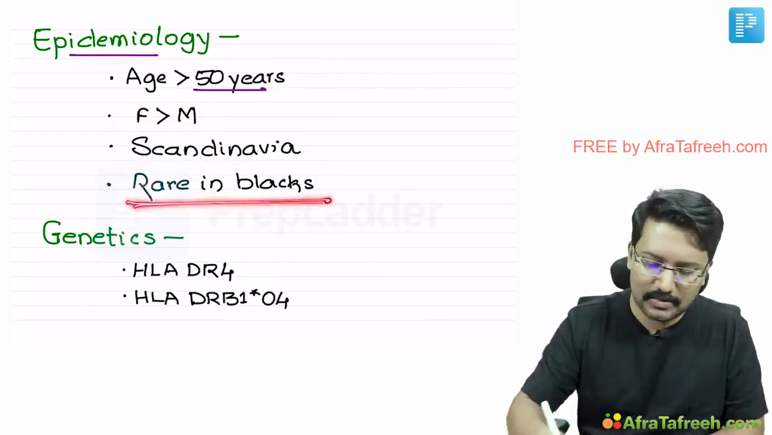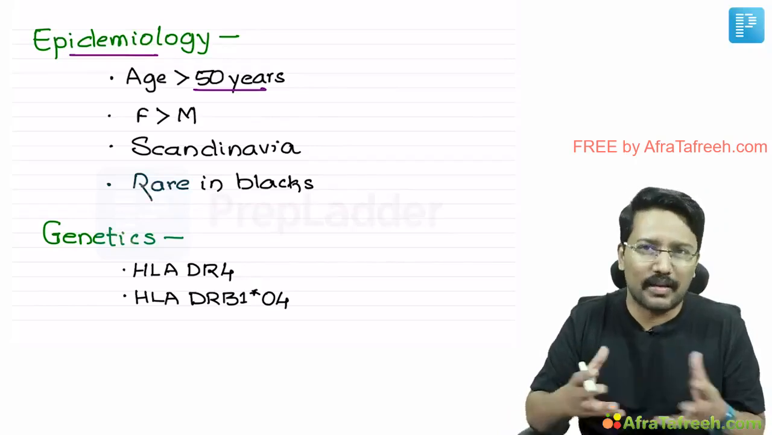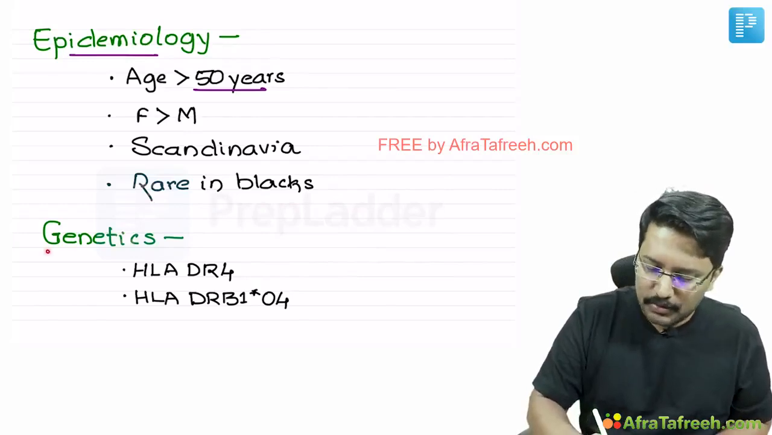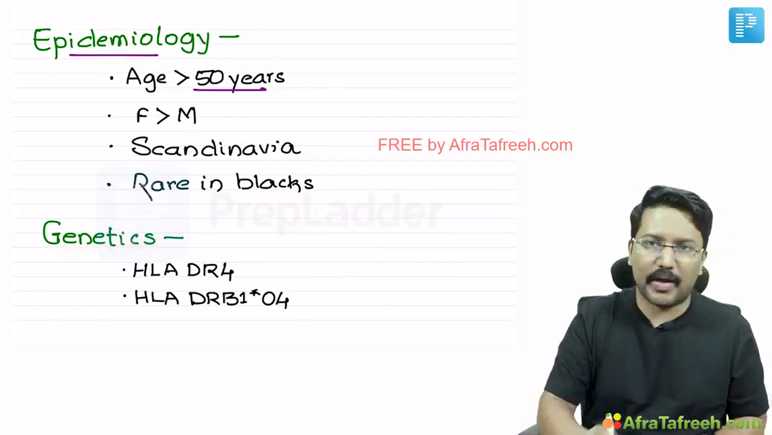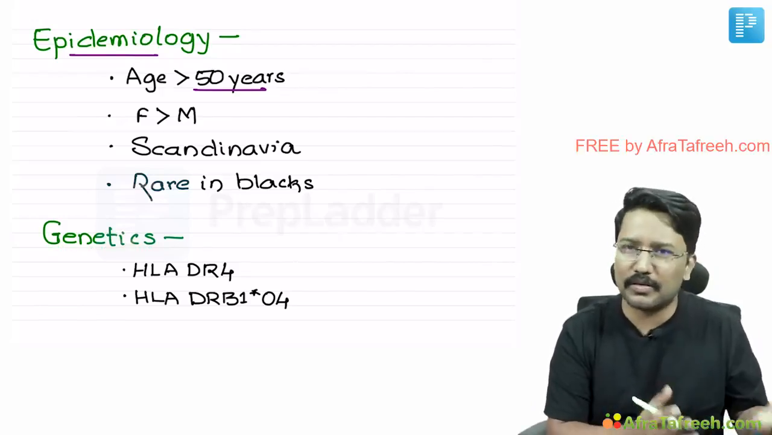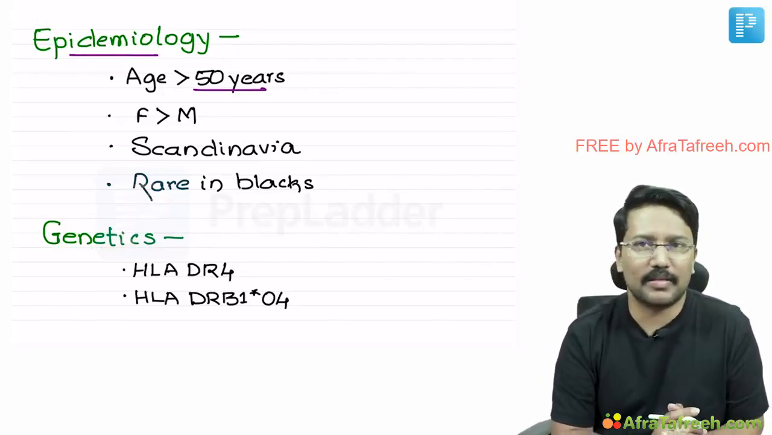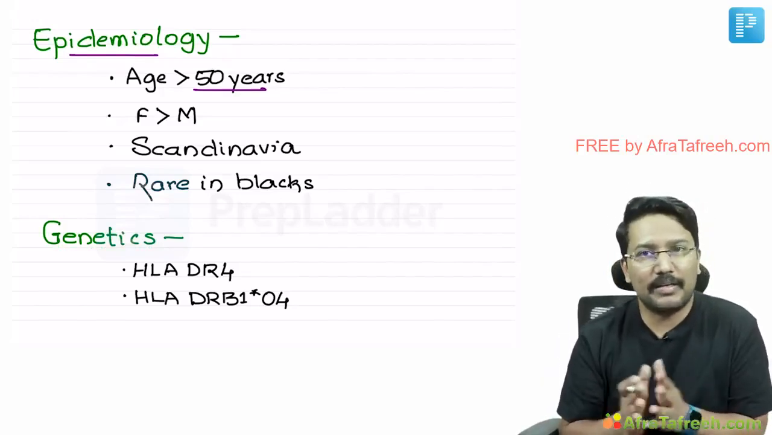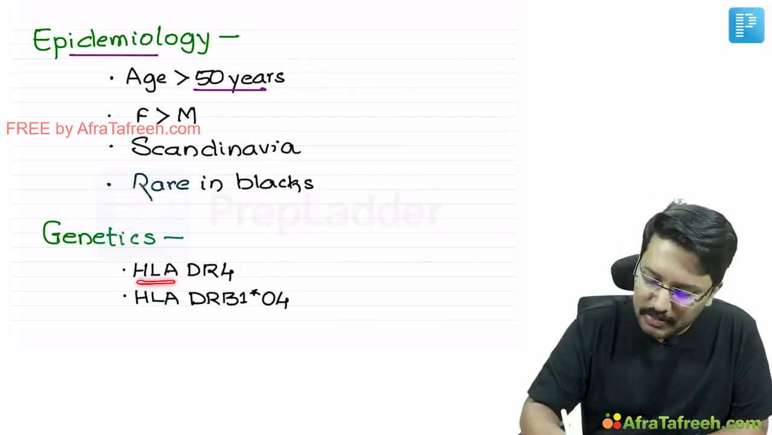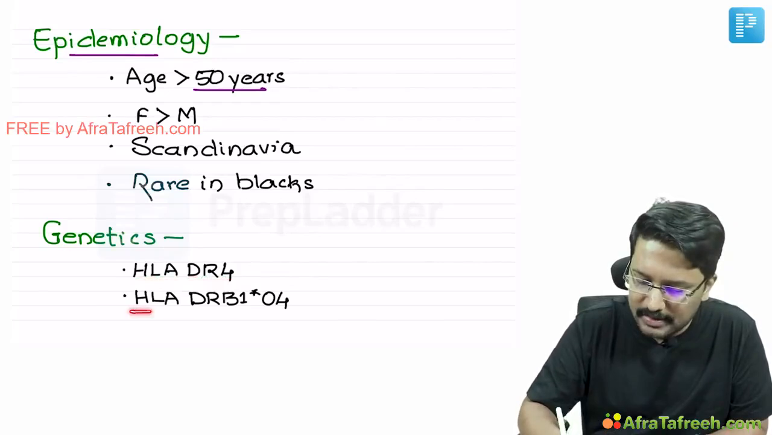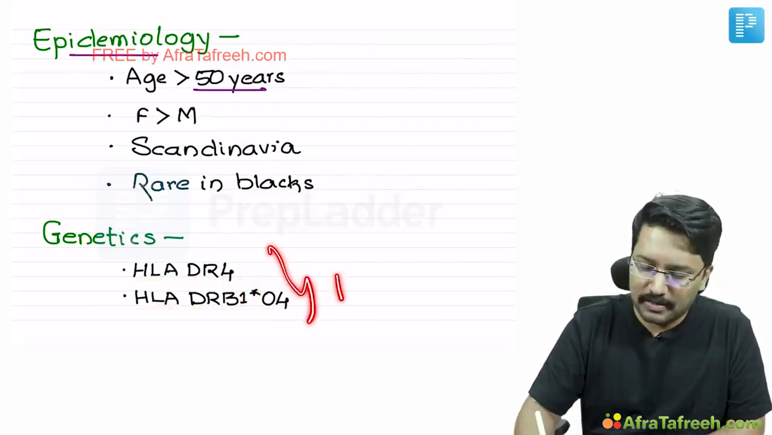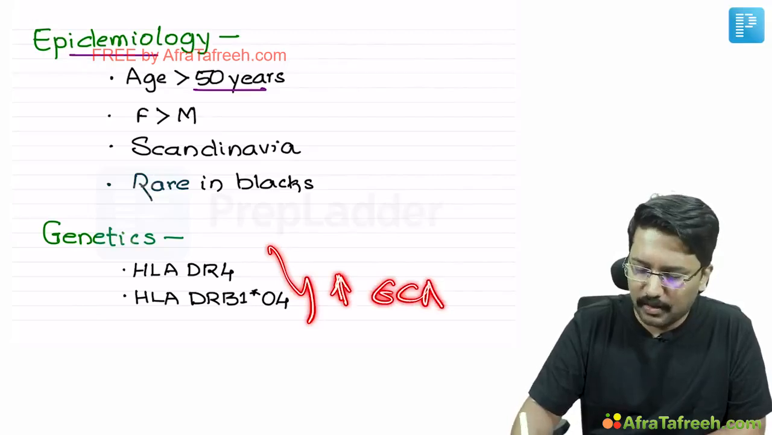It is relatively rare in blacks and Asians, and it is quite rare in India. I had told you that there is not much of a strong genetic background in Takayasu arteritis. I only asked you to remember HLA-B52 because a Turkish study reported its significance. But when it comes to giant cell arteritis, there is a reasonable correlation with HLA-DR4 and HLA-DRB1; a particular allele, DRB1*04, confers a very high risk of developing giant cell arteritis.